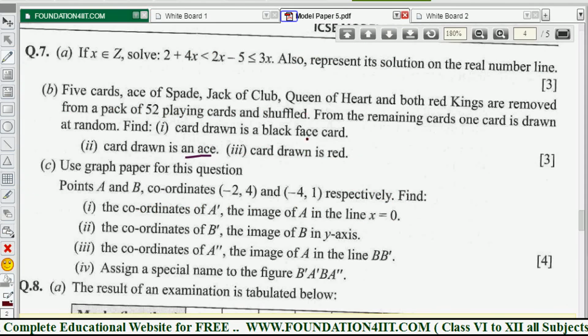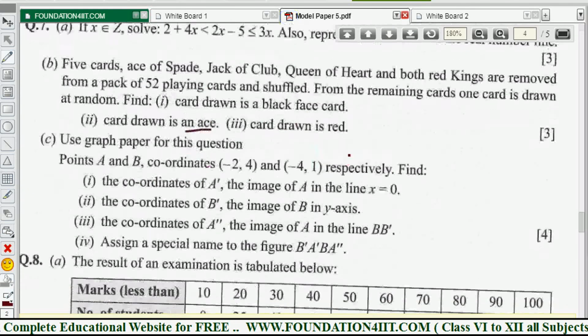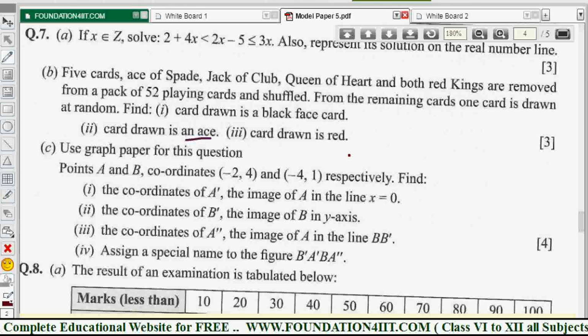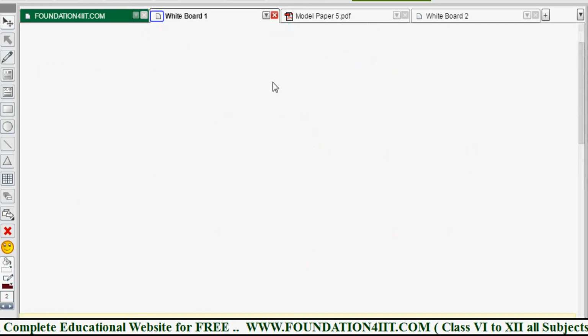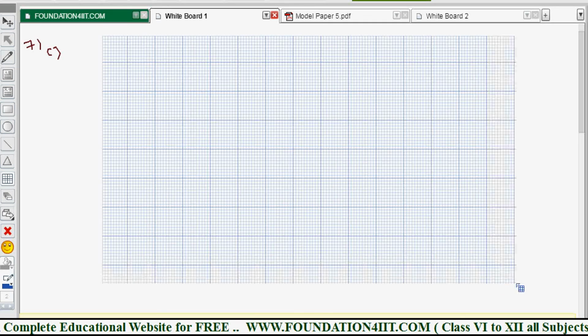This one, using graph paper, is the question you need to solve. For points A and B, you should first plot the coordinates, then we'll solve according to the given question. Let us take the graph paper. You should plot the points.